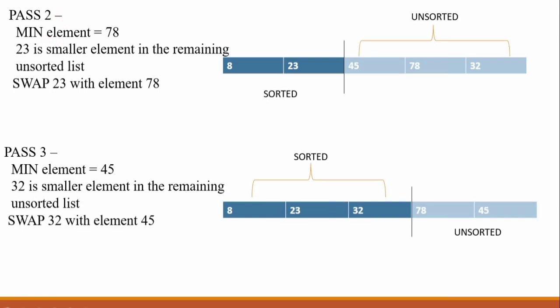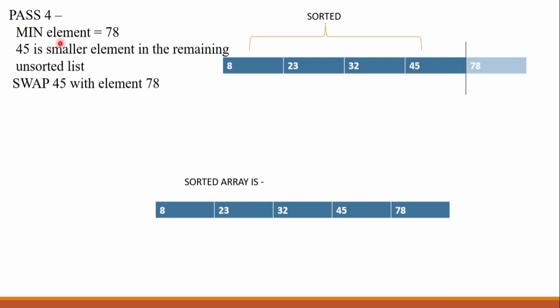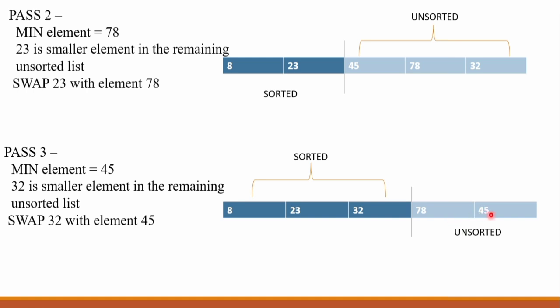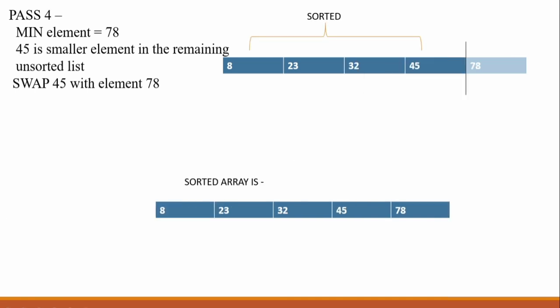Next is pass 4. Now in the previous slide, these two elements are left over here. Now what will be our minimum element? It will be 78. Means third location. We will jump one step ahead. Okay. Now we'll take this location. At this location the element is 78. So according to these steps, min element is 78 and in between these two elements, 45 is the smaller element. Okay, so according to the next step of the algorithm, 45 is the smaller element in the remaining unsorted list. So swap 45 with element 78. So we have taken over here 45 and we have swapped there 78.